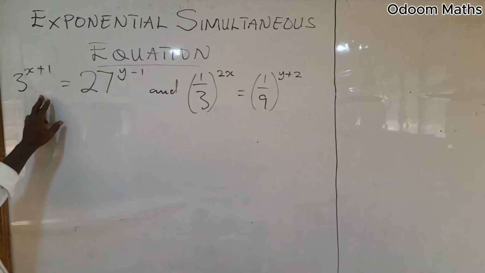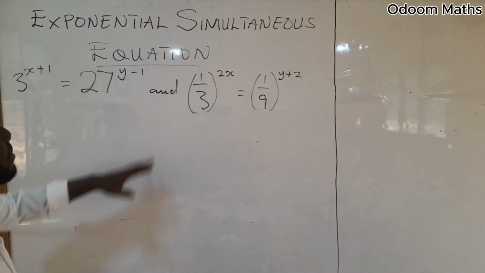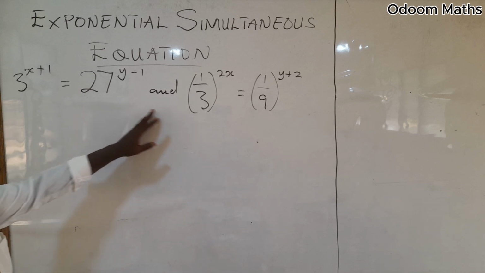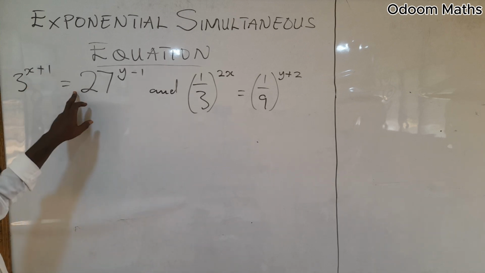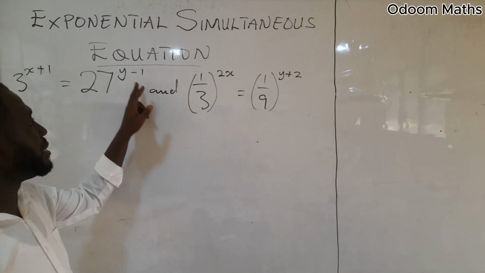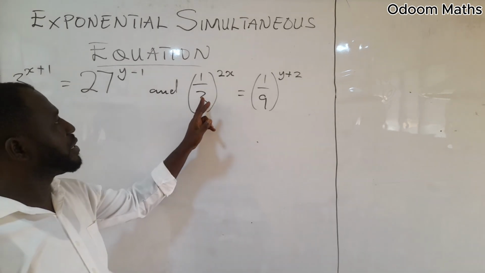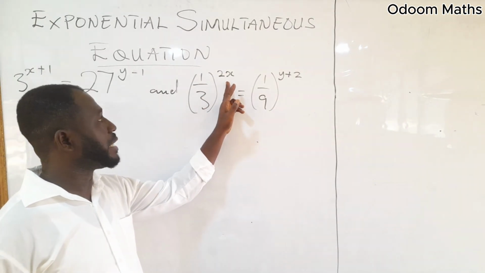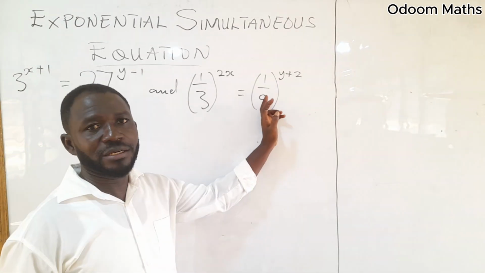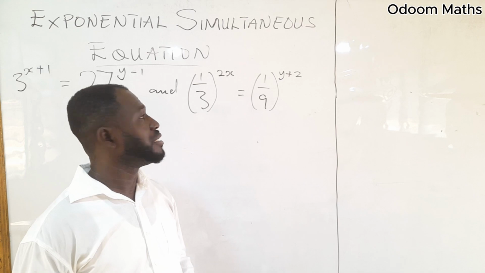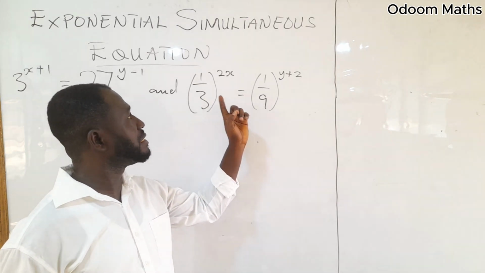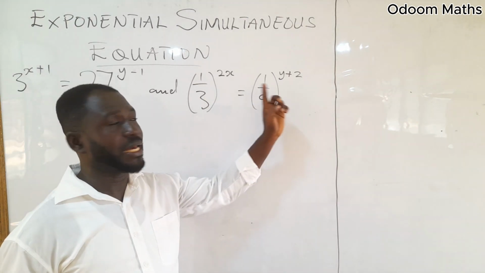Now let's look at this example. We are told to solve for x and y. The equations are 3 to the power x plus 1 equals 27 to the power y minus 1, and 1 over 3 all to the power 2x equals 1 over 9 also to the power y plus 2. Let's see how we can solve this and get the value for y and then x.